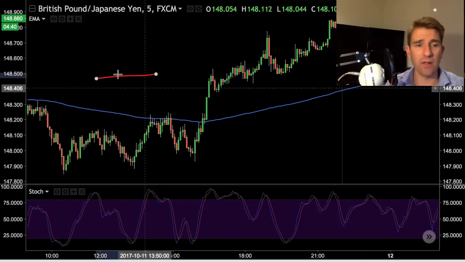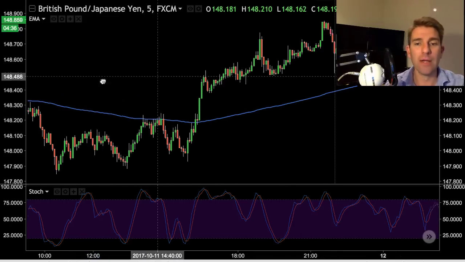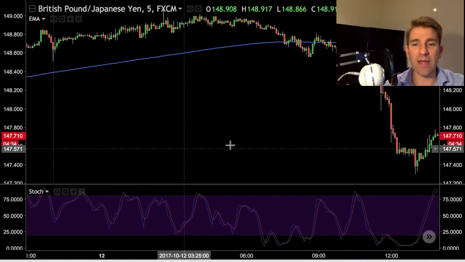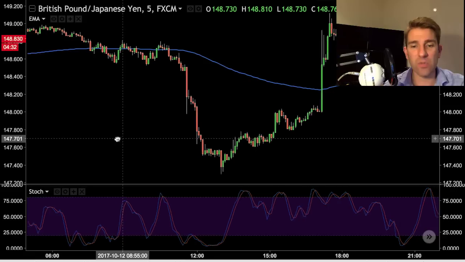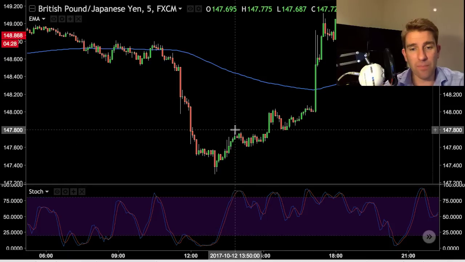Let me get the right drawing pen up for you guys. There we go. So another one we could look at here is, let's try this one. It's like a loser to me. 200 period moving average, go below it, come back up, first overbought.